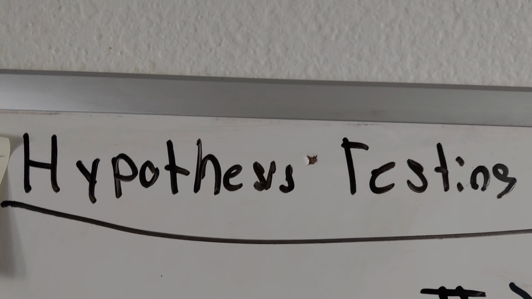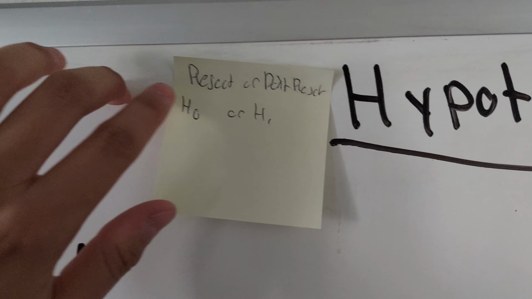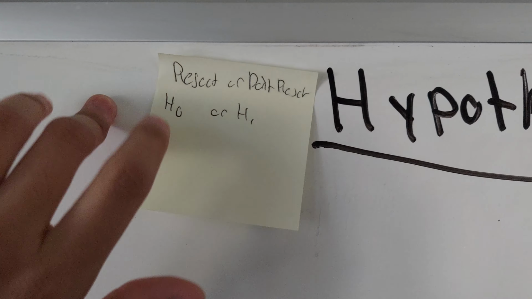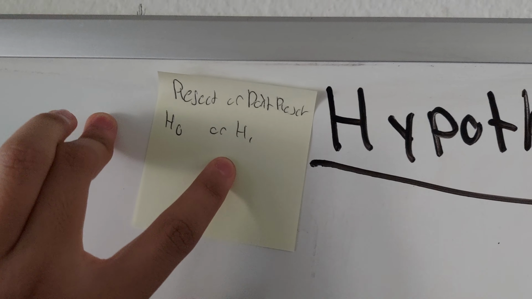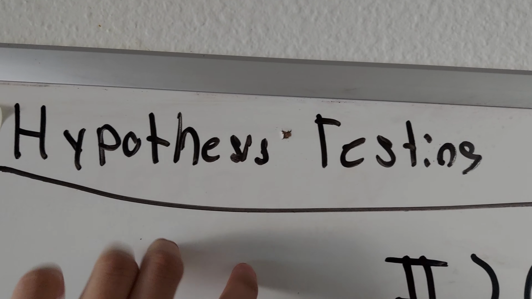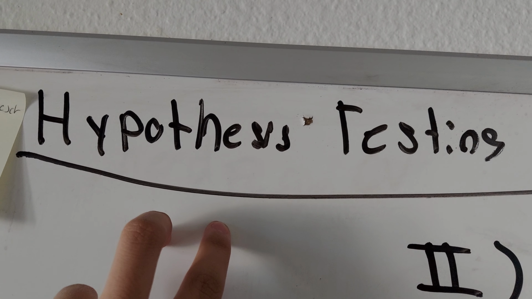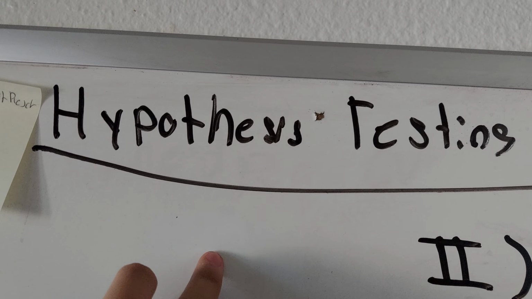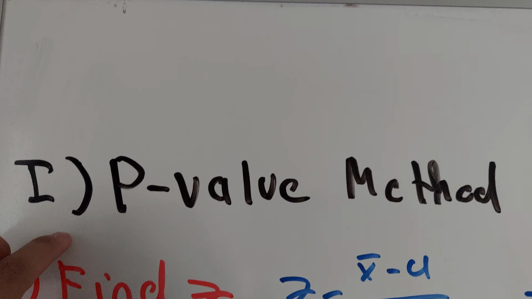So now hypothesis testing is basically checking whether we reject or don't reject H0, the null hypothesis, or H1, the alternative hypothesis. The way we do that is by using two methods, the p-value method or the critical value method. So let's go over to see how we do the p-value method. Now the p-value method goes like this.